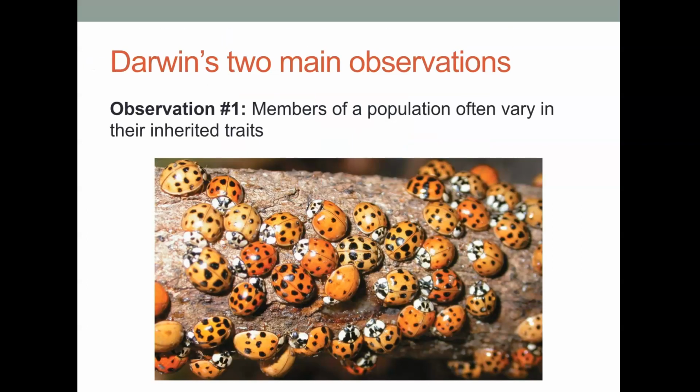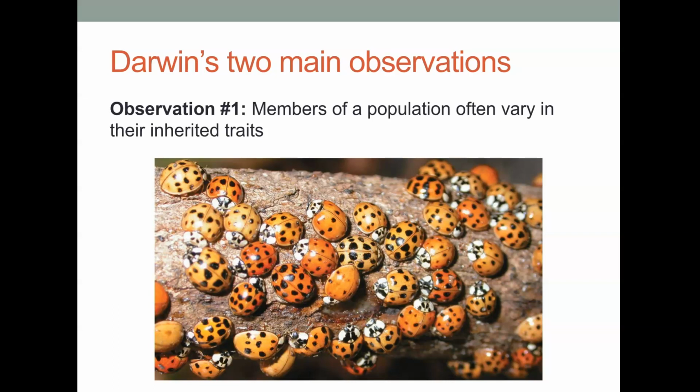Okay, so let's get back to Darwin on his big voyage of discovery. Darwin had 2 major observations, and then he had 2 inferences based on those observations that form the basis of natural selection as a mechanism of evolution. So let's talk about the observations first.